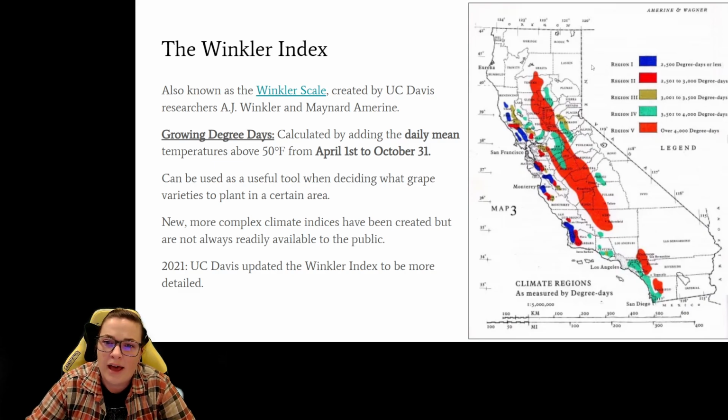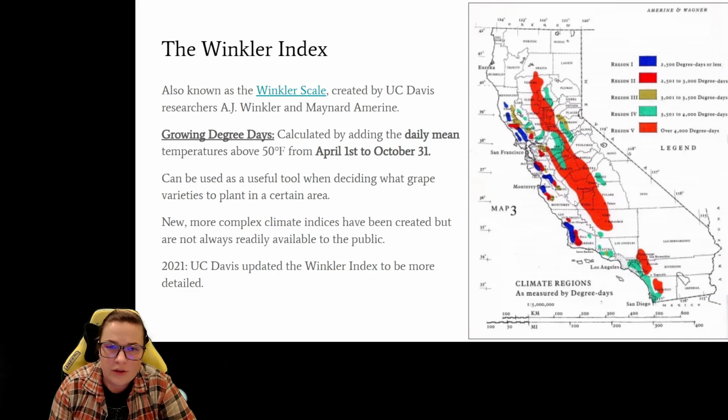So what we have on the right here is a map, and you can see mapped out are the regions. So you have 1 through 5, 1 being the coolest and 5 being the hottest average degree days, right? So this is a very general thing. It doesn't include all the nuances of all the microclimates within these regions, but it can be helpful when trying to determine what varieties you want to plant in your vineyard, and maybe some other things you want to consider as well. So that's something that can be used.